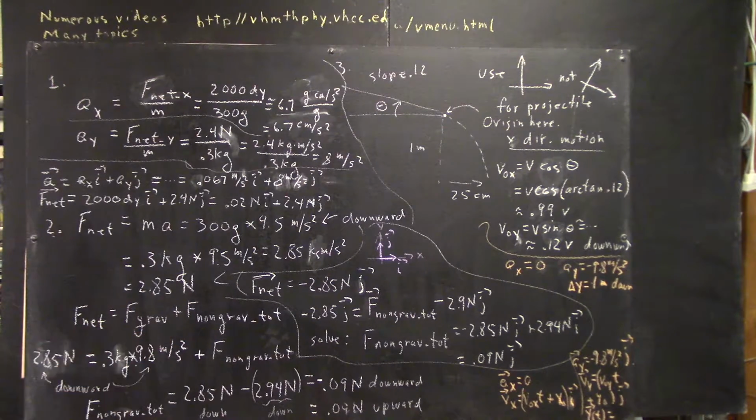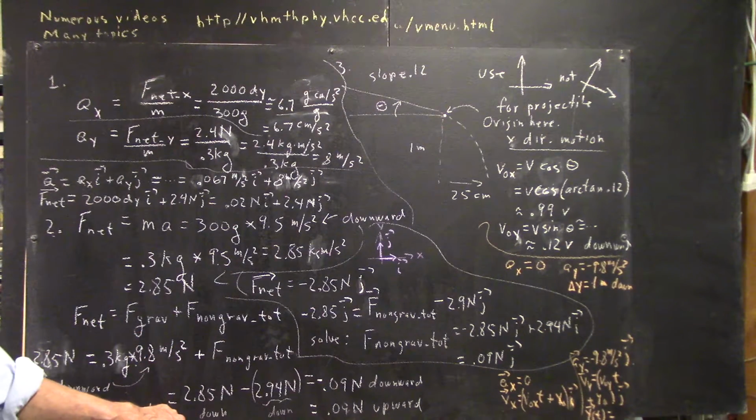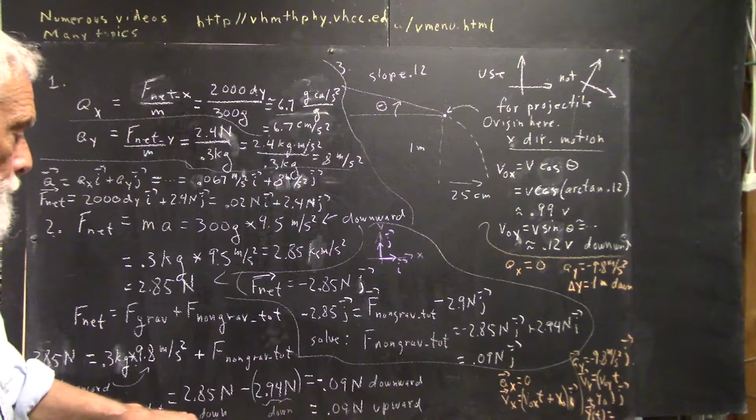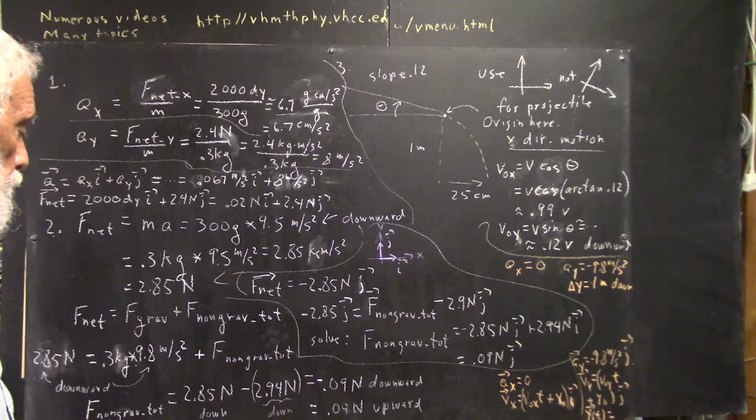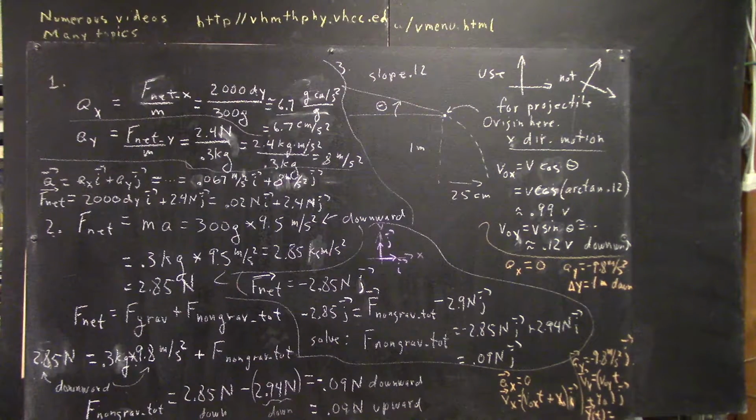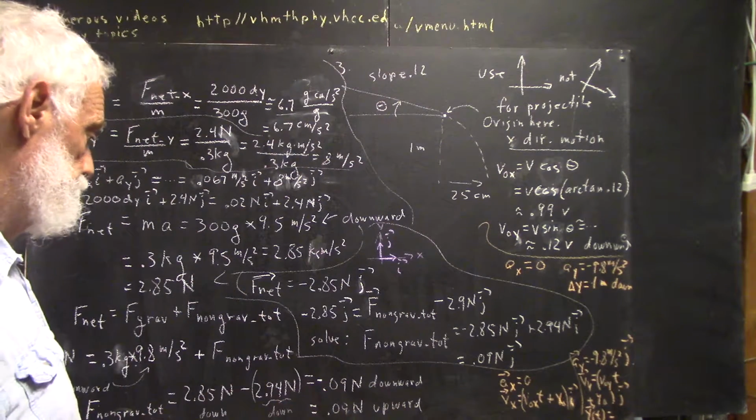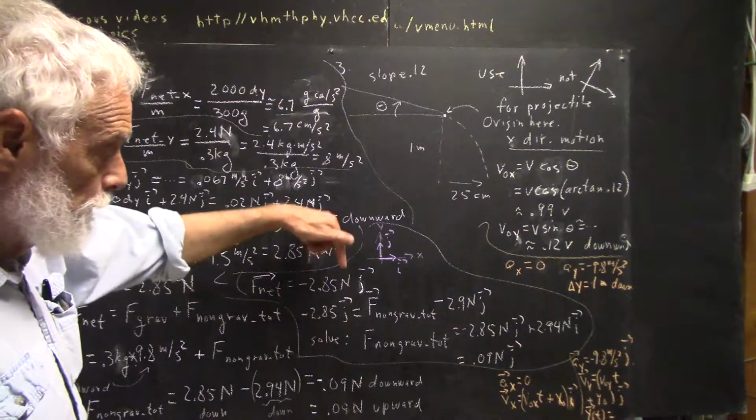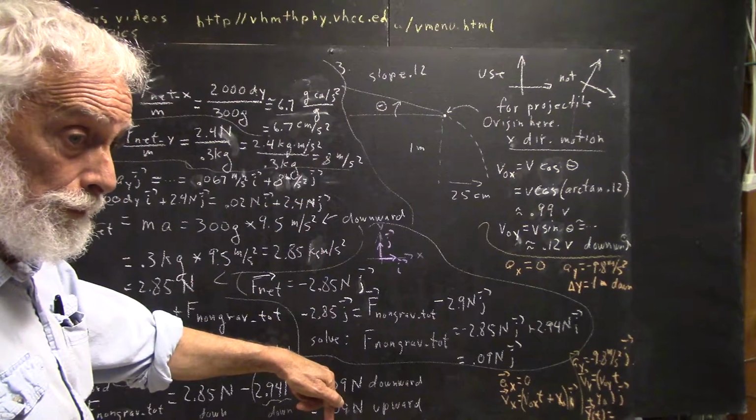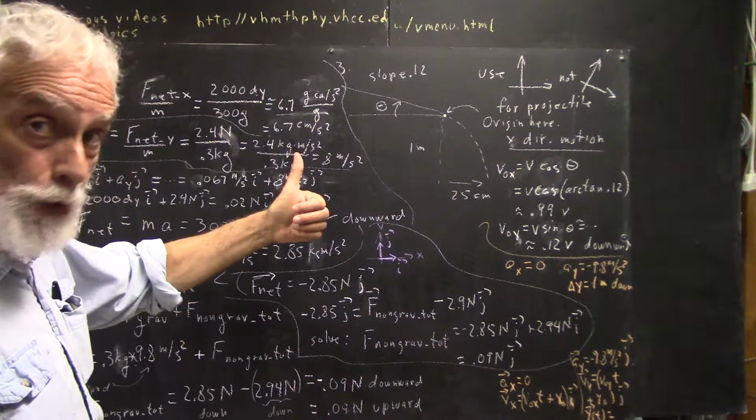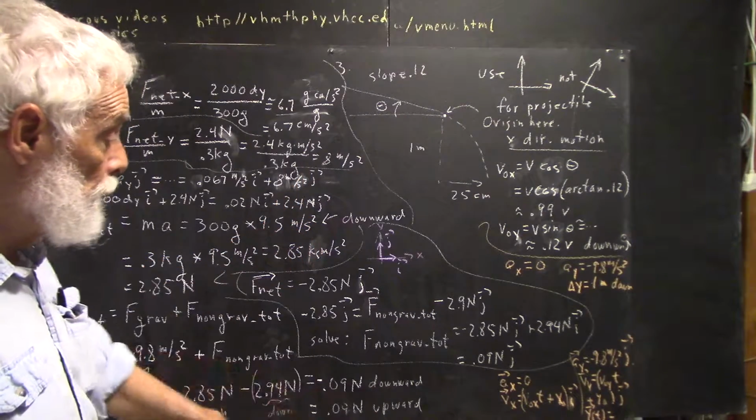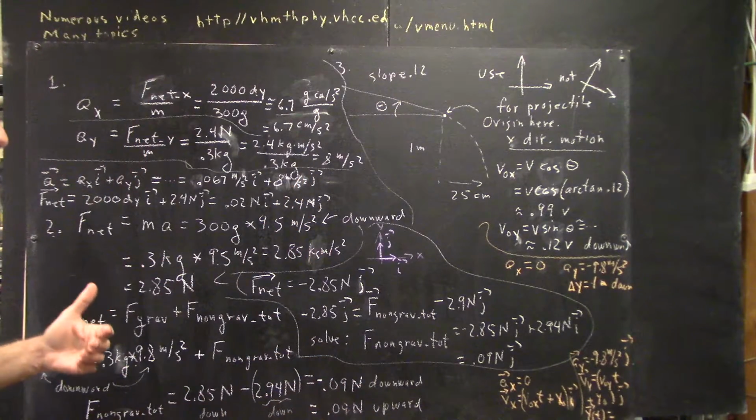This minus this, which is 2.85 newtons downward, and then minus 2.94 newtons downward. That represents the net force, which is downward, minus the gravitational force, which is also downward. And when we work this out, we get a negative force, negative 0.09 newtons downward. Now that's the same as an upward 0.09 newton force. So you see that we've got to be very careful about what's upward and what's downward.